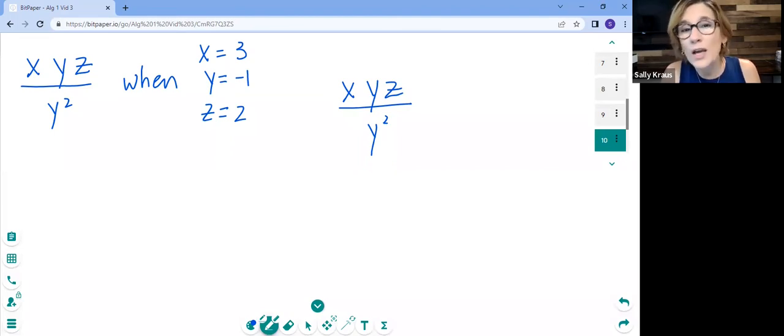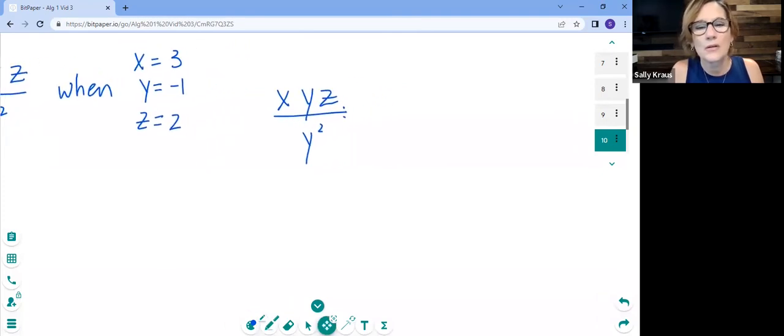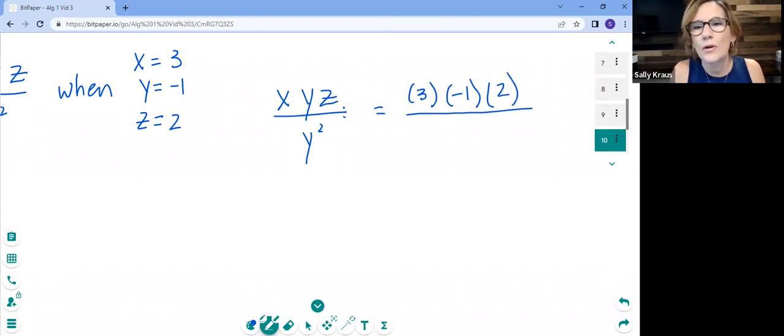And remember, those fractions are just big division problems. I write it like that to show you that it represents division. So don't let those fractions scare you. All right, let's plug those numbers in. So we have x is 3, y is -1, and z is 2, all over, plug in for y, -1. So all I did was take out the letter and put the value that they've given us in parentheses.